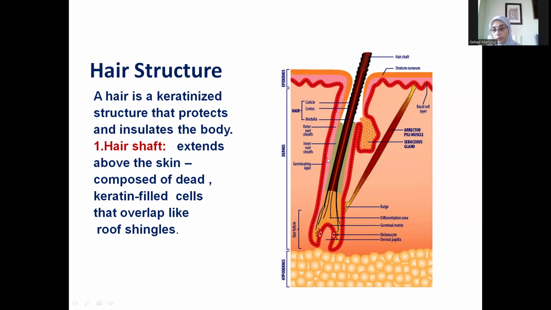The outer root sheath is nothing but a continuation or continuity of the stratum spinosum and stratum granulosum. See this pink color? And then extended downwards, this is the outer root sheath. The inner root sheath is nothing but the extension and accumulation of the stratum corneum.